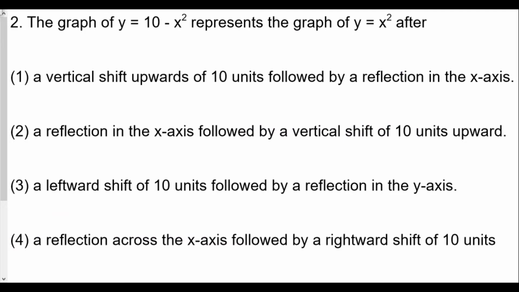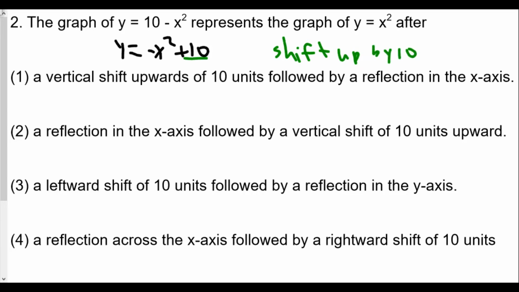Number 2, the graph of y equals 10 minus x squared represents the graph of y equals x squared after, and so we take a look at this here. So now which one is it going to be? We want to rewrite this in this form. So before we determine which one it will be, I'm going to rewrite y equals 10 minus x squared as y equals negative x squared plus 10. Now, it definitely looks like there's going to be a shift up by 10.